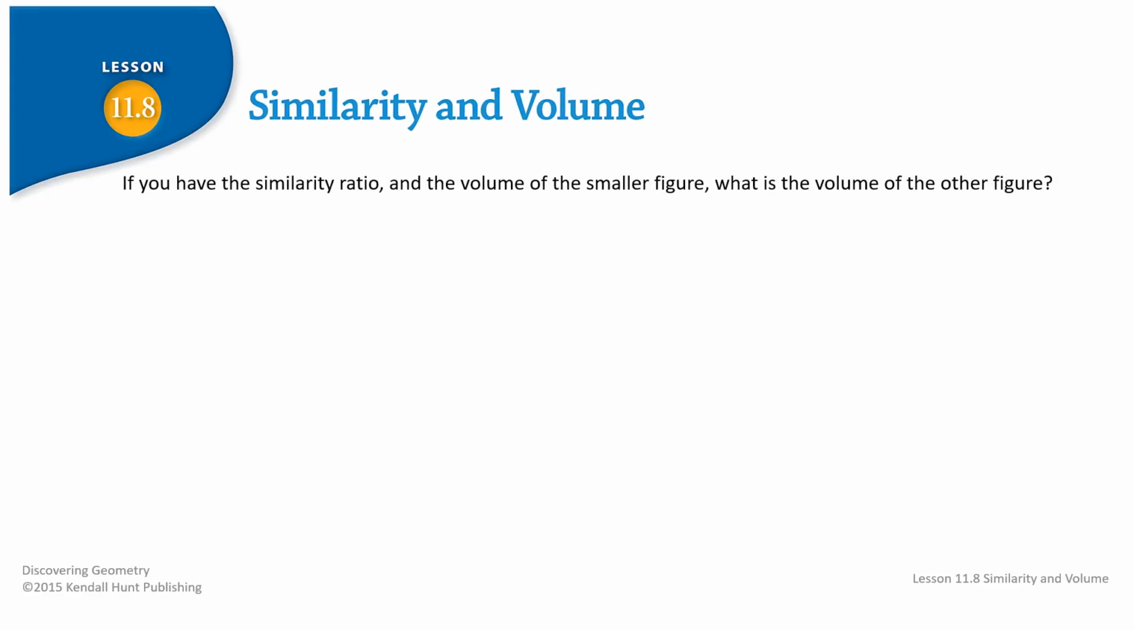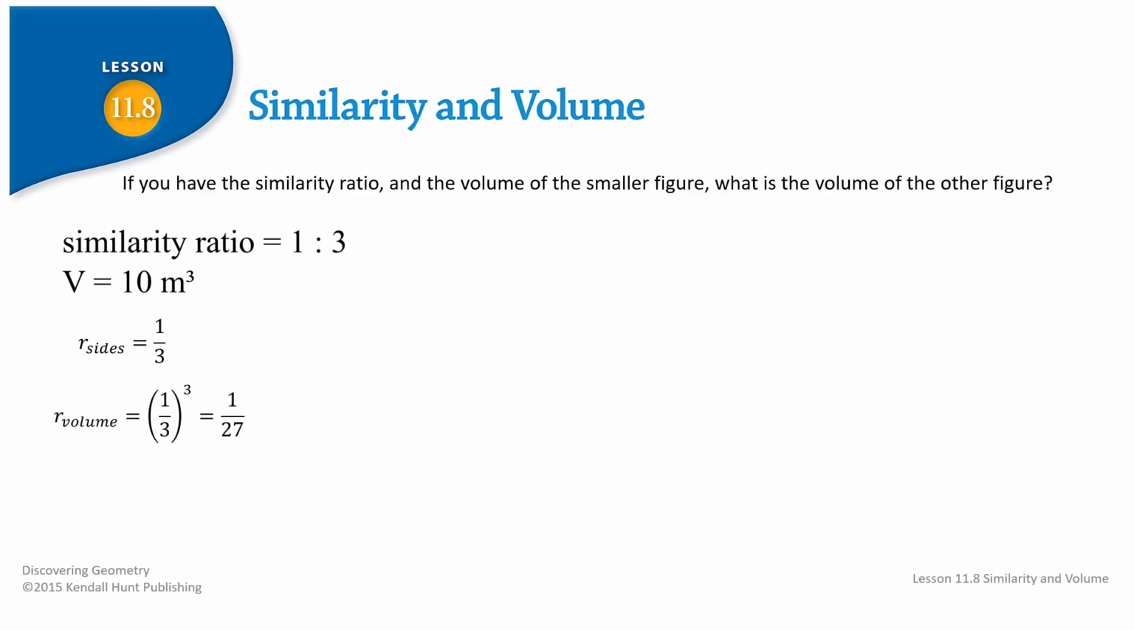Now suppose I give you the similarity ratio, and I give you a volume of the smaller figure. We want to find the volume of the larger figure. So let's look at our first example here. I've got a similarity ratio of 1 to 3. The volume of the smaller one is 10 meters cubed. So the first thing I've got to know is, what's the side ratio? The side ratio is 1 over 3, same as the colon. Same works as a fraction. Now we need the volume ratio. Volume ratio is cubed, so I get 1 over 27.